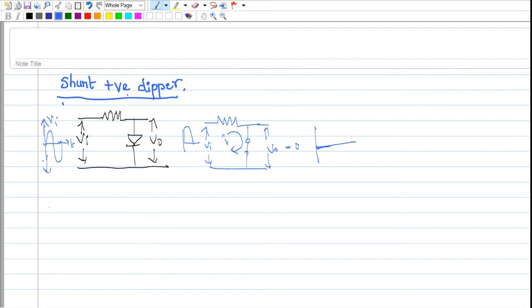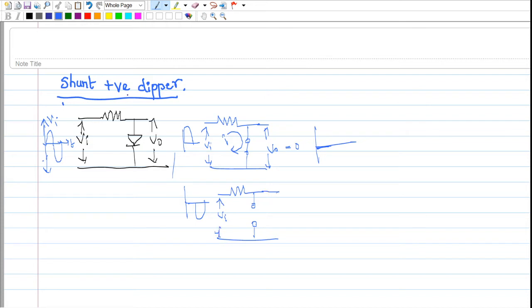Next, when I am applying the negative half cycle, the diode does not conduct. Negative voltage is applied to the anode terminal, so the diode does not conduct here. The diode does not conduct, so it acts as an open circuit.